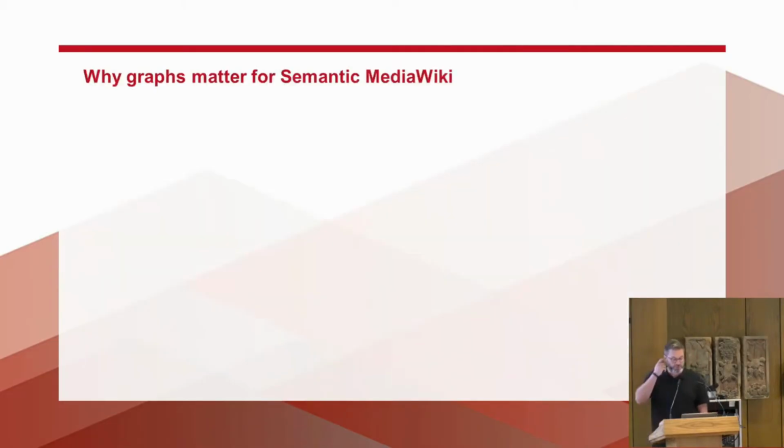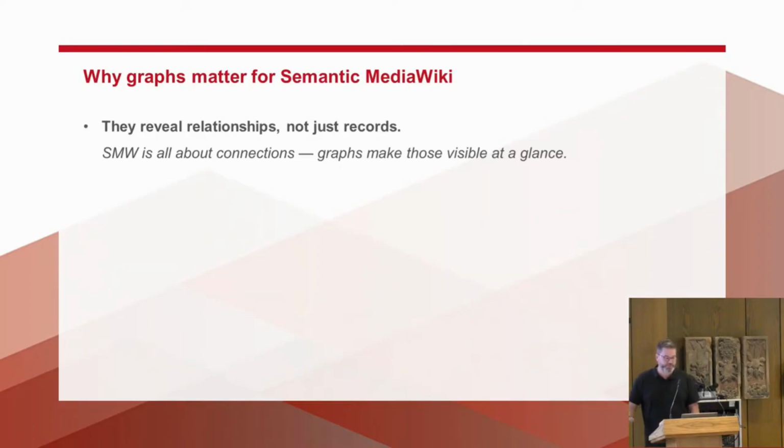So why do graphs matter at all for Semantic MediaWiki? Well, they reveal relationships, not just the records. SMW is all about the connections. We have the triples, we have everything in the store. Most of you are more the technical guys looking at the SMW browse, looking at the triples, but the regular user finds it hard to have this data-driven approach. They want to see something visual beside the regular tables view. And graphs are just nice because they're perfect for the data structure, of course.